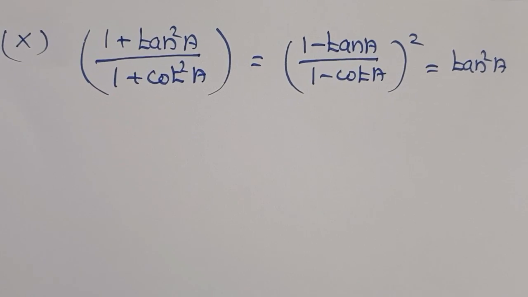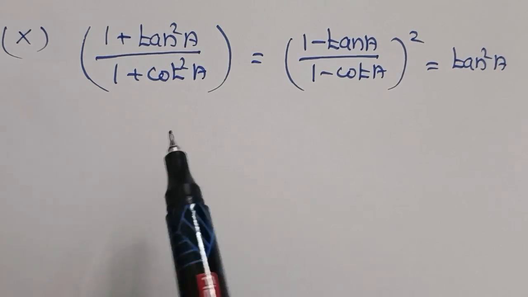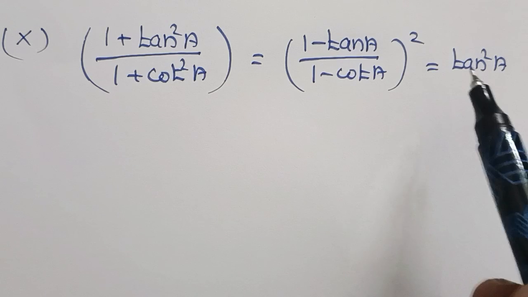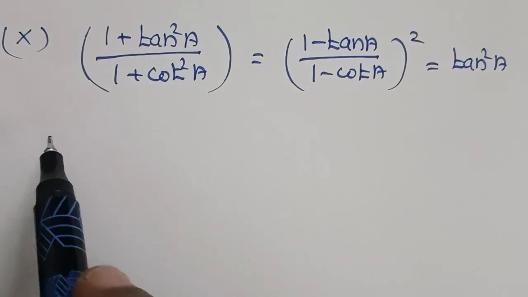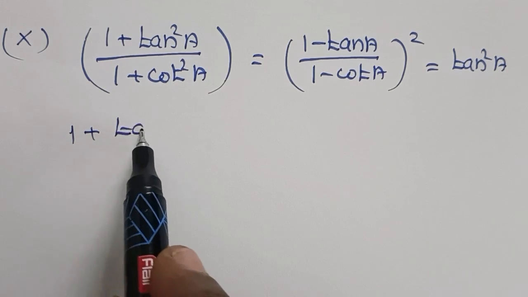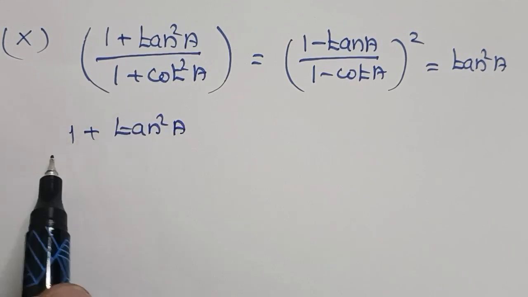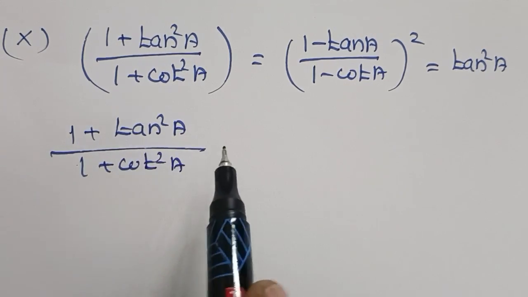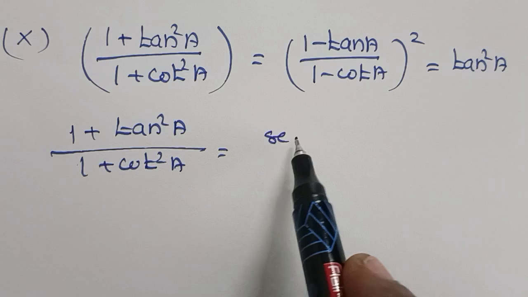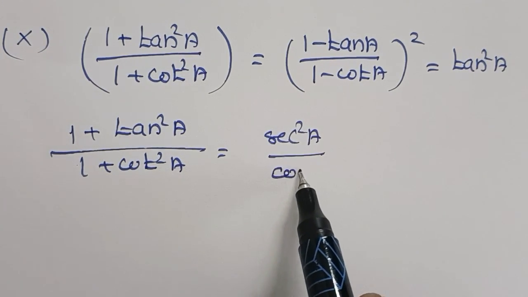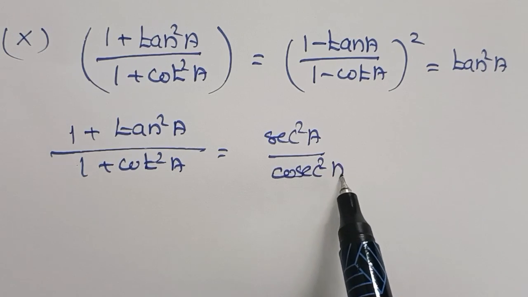10th question. 1 plus tan square A by 1 plus cot square A equals 1 minus tan A by 1 minus cot A the whole square equals tan square A. So taking the first expression, that is 1 plus tan square A by 1 plus cot square A. We know that 1 plus tan square A equals sec square A, isn't it? 1 plus cot square A equals cosec square A.